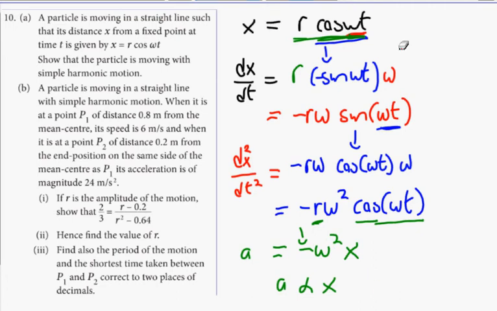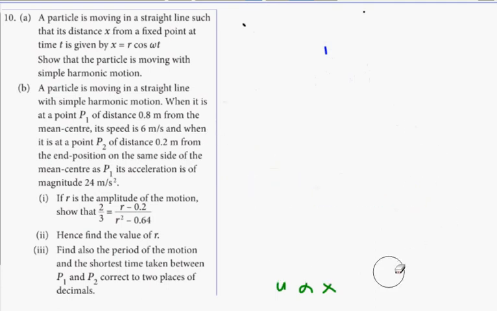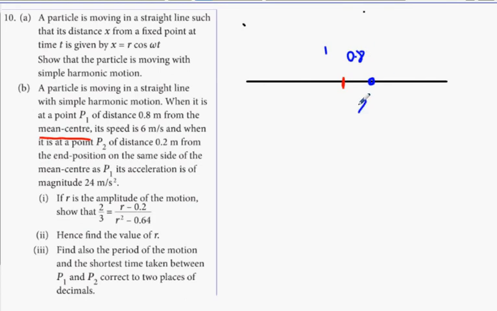Your acceleration is proportional to your displacement x, and it always takes place in the opposite direction, hence simple harmonic motion. Now, a particle is moving in a straight line with simple harmonic motion. When it is at a point P1, 0.8 meters from the mean center, the mean center means basically the place where there's no force. Okay? So if you draw your diagram, this is the equilibrium point, or the mean center. It says it's a positive distance of 0.8. So x equals 0.8. So when x equals 0.8, your v value is, anybody? Your v value is 6.